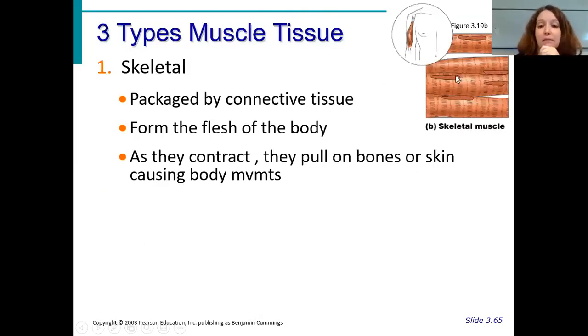They have these Z bands or I bands. They're packaged by connective tissue. They form the flesh of the body, which means if we were to be the type of organisms that eat other things, which I guess we are. So when you eat chicken and beef and pork, what you're eating is the flesh of the body. You're eating the muscle of that animal. As they contract, they pull on bones or skin.